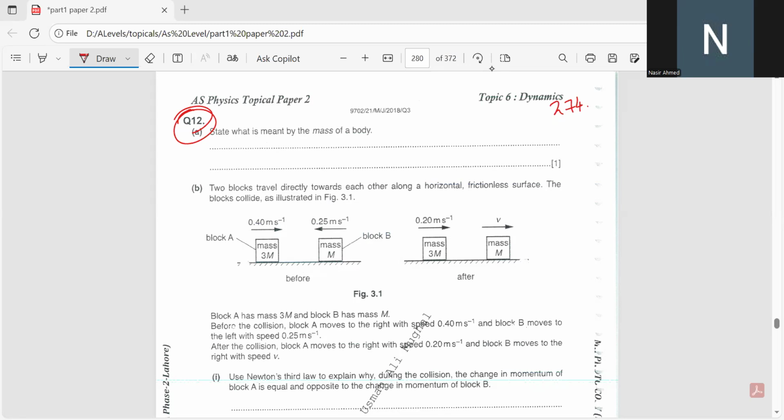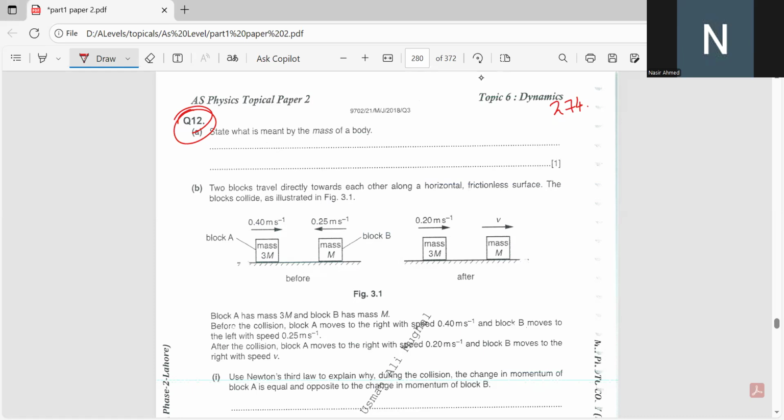So how are we going to define mass? Mass can be defined as the amount of matter in a body, or it can also be stated as the property of an object to resist the change in motion. This is the appropriate definition for it, or a better definition for it. So how will we define mass?